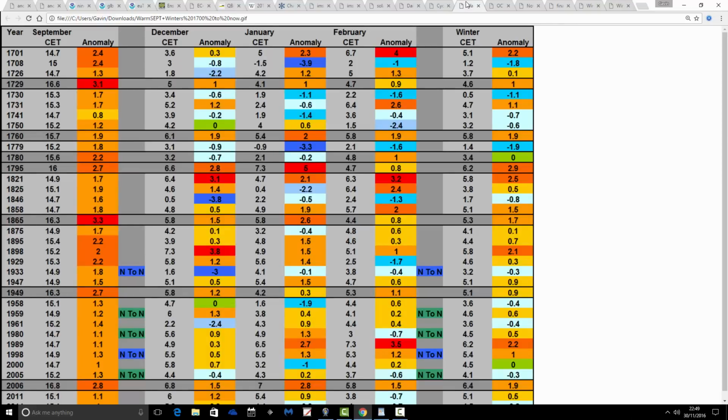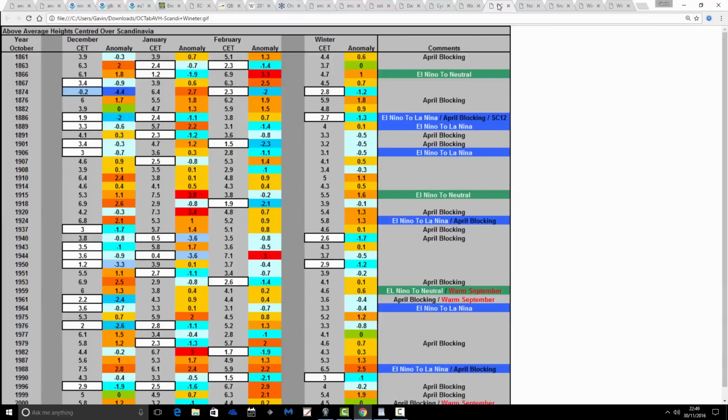So we looked at the warm Septembers, and they generally implied a milder than average winter. We had a very warm September, and that generally implied a greater chance of a milder than average winter. We also looked at Octobers that have a lot of high pressure centred over Scandinavia. A much more mixed signal with that.